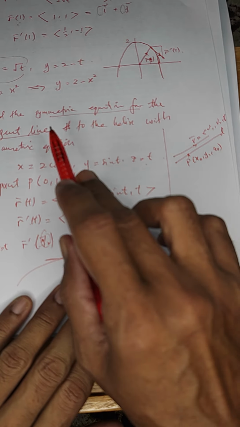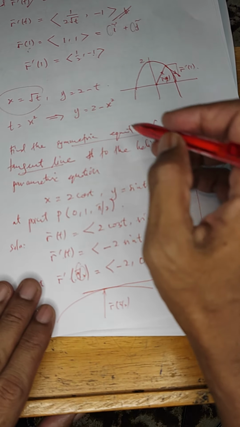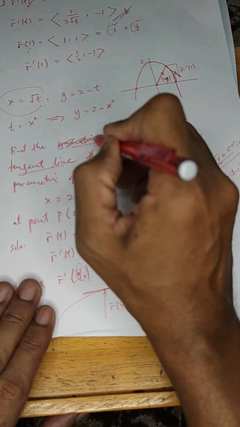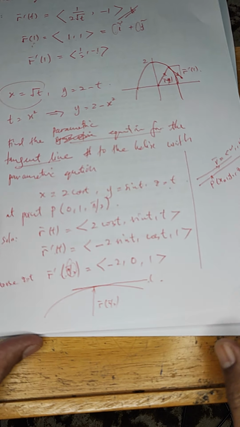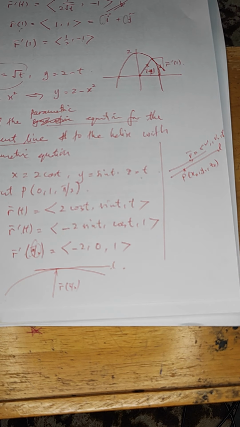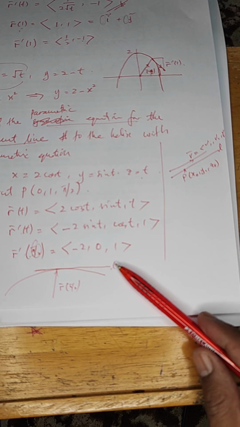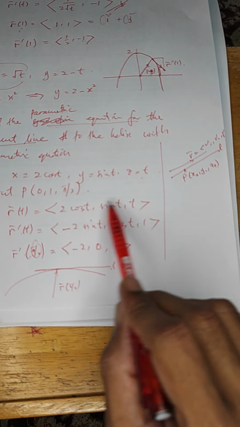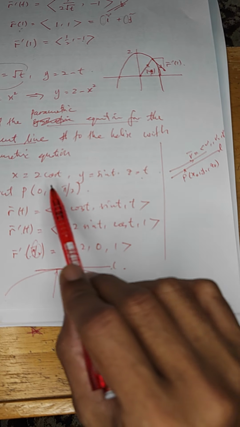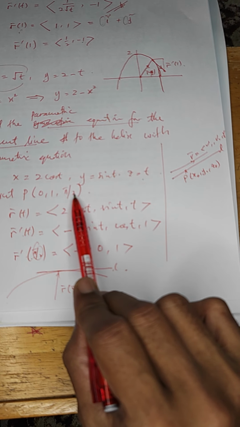So therefore, we're looking for a parameter. Sorry, this should be the parametric equation, not the symmetric equation. Parametric equation. So now you have that. You also have a point. Your point is given here. So our point P, x naught, y naught, z naught, here is 0, 1, and pi over 2.